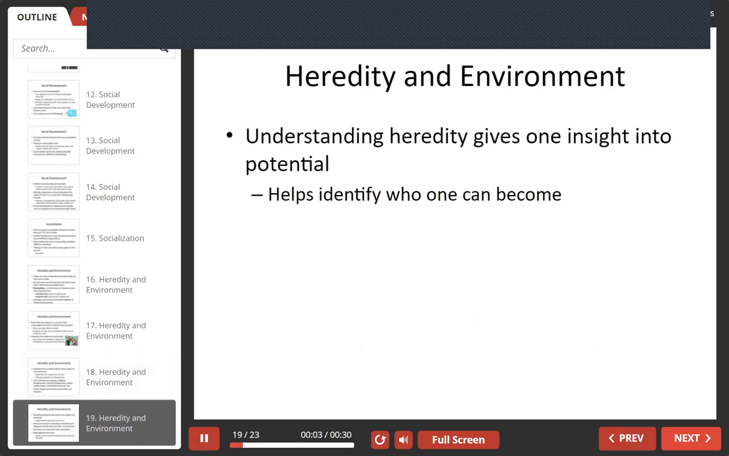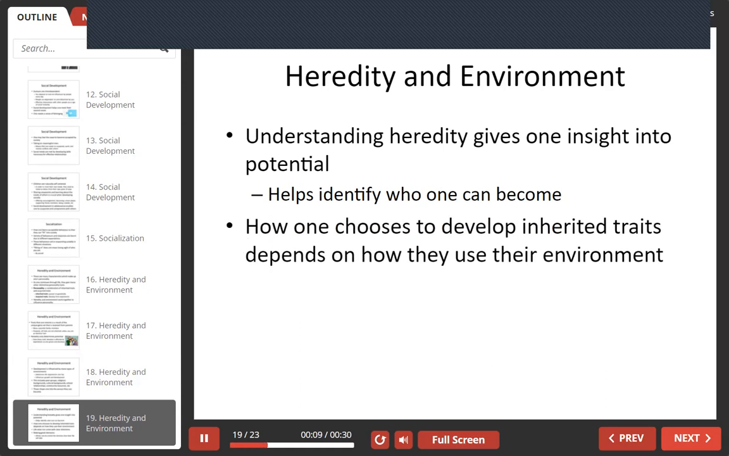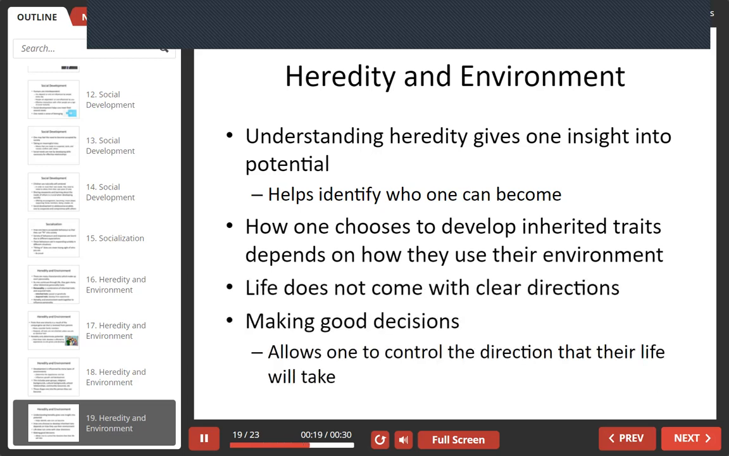Understanding heredity gives one insight into potential. It helps identify who one can become. How one chooses to develop inherited traits depends on how they use their environment. Life obviously does not come with clear directions. Making good decisions allows one to control the direction that their life will take. So essentially, you are driving the car in your own life. You get to decide what direction you take.